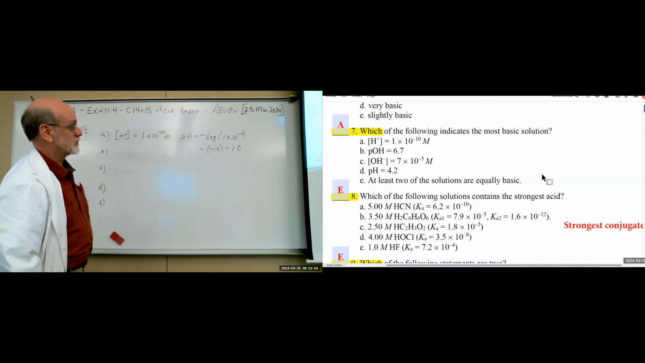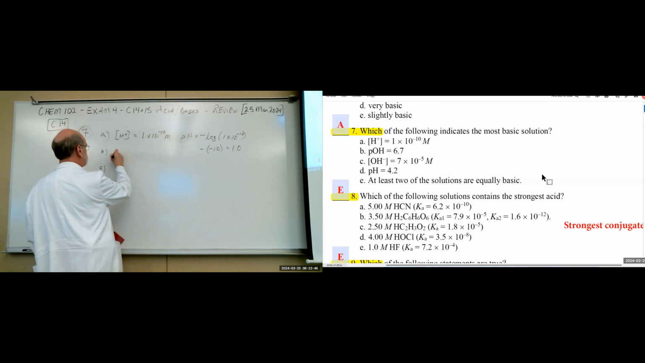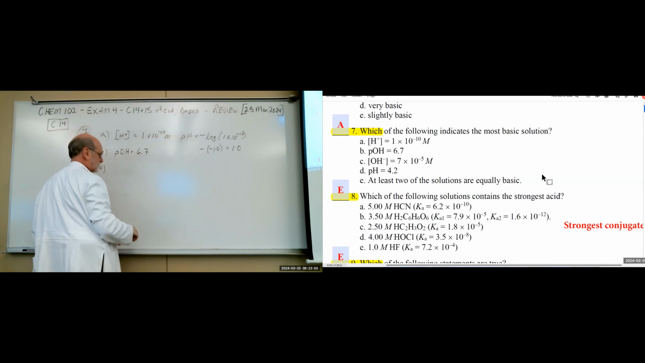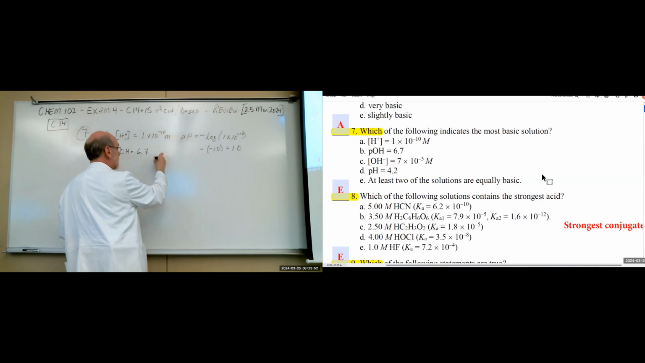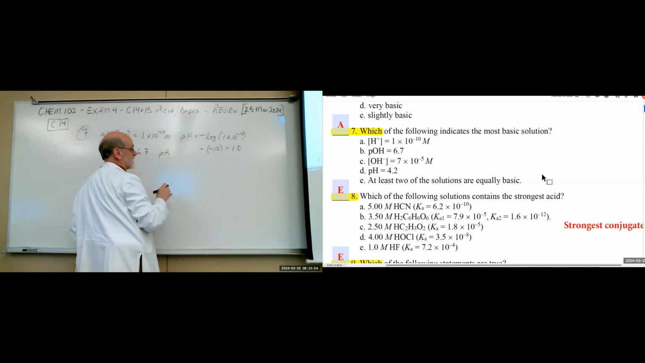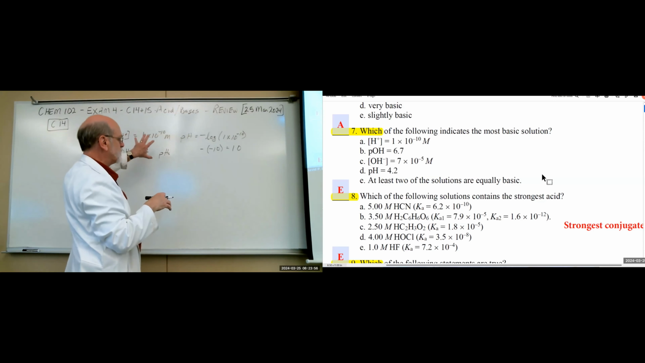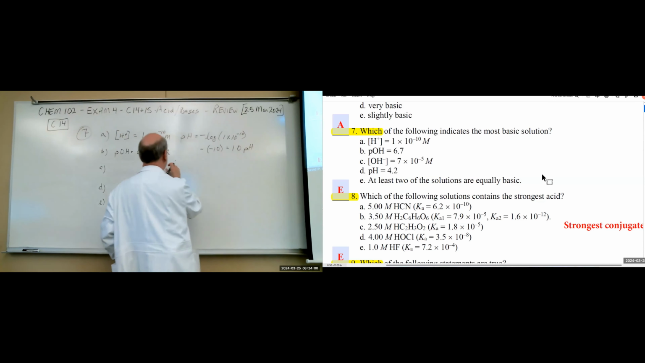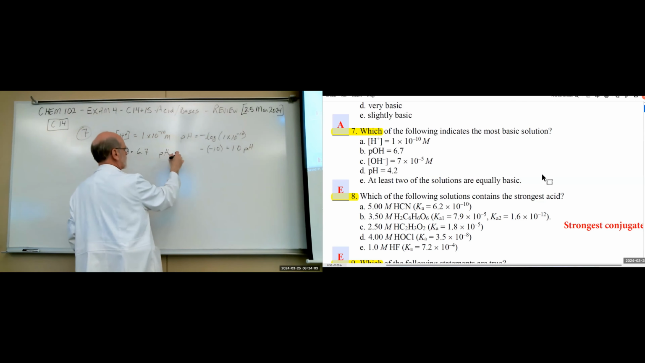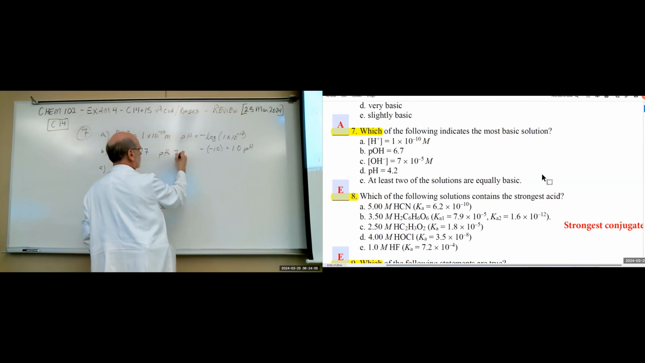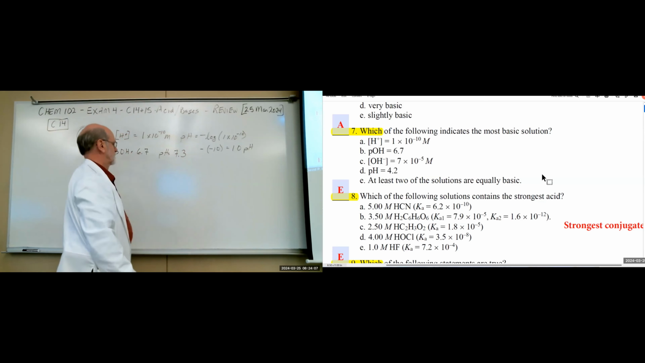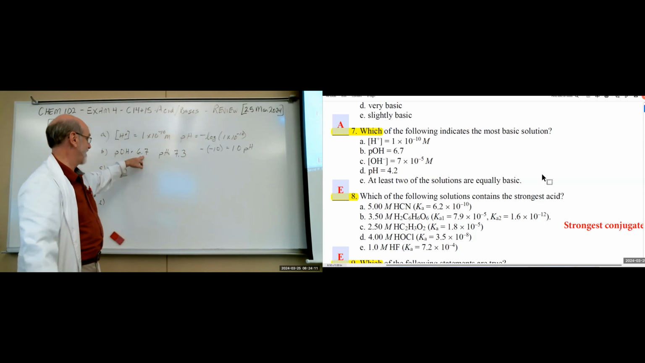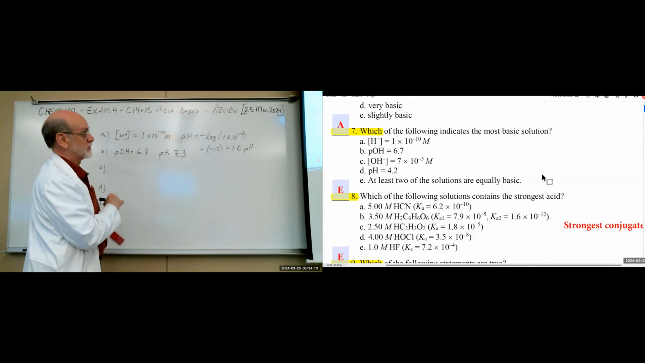All right, how about the next one? pOH equals 6.7. If we get everything in the same units of measure, then it's easier to compare. So if we convert this one to pH, it would be 7.3, right? 14 minus 6.7. How about the next one?